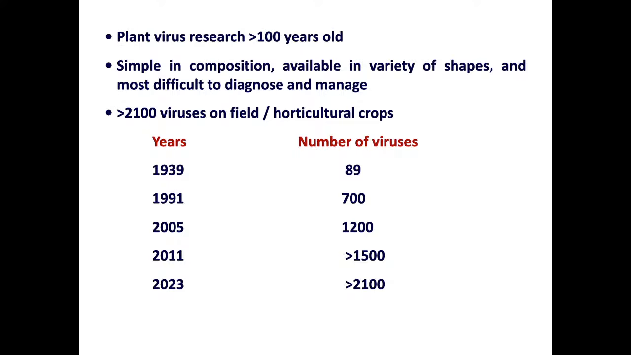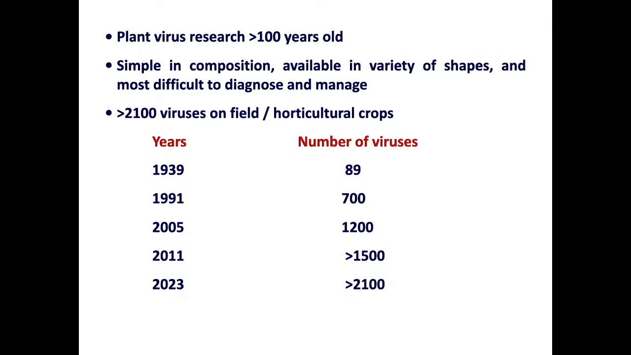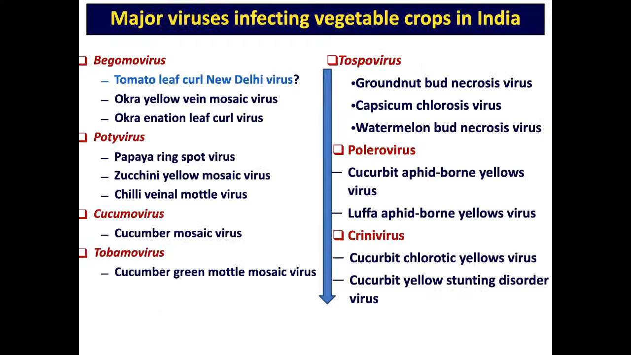As far as plant viruses are concerned, in 1939 there were only 89 viruses in total infecting all vegetable, horticultural and agricultural crops put together. But slowly there was a gradual increase in the number of viral species, and now it is more than 200 and 250 as on date, because after the submission of data from NGS, it has already crossed 2250 species. That is the status of plant viruses as far as our cropping system is concerned. So these are all the major groups.